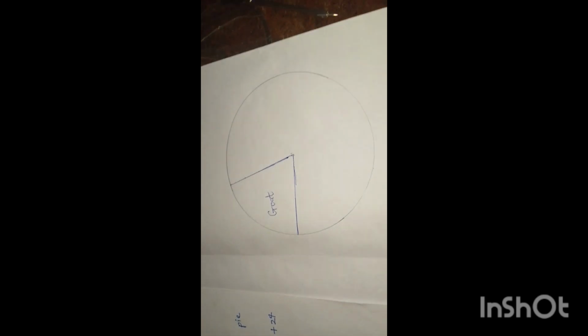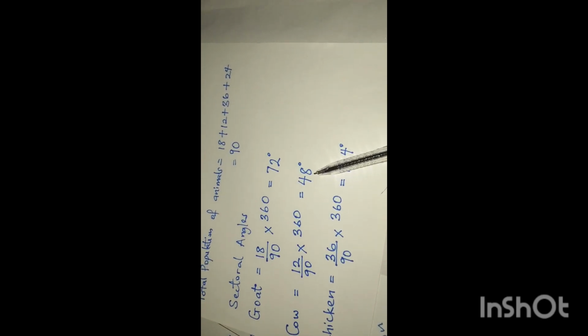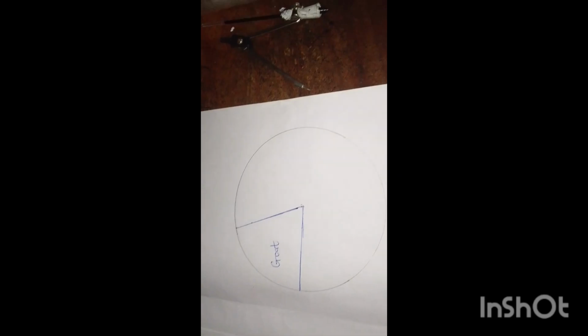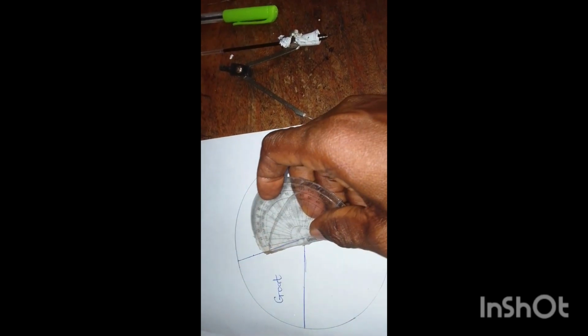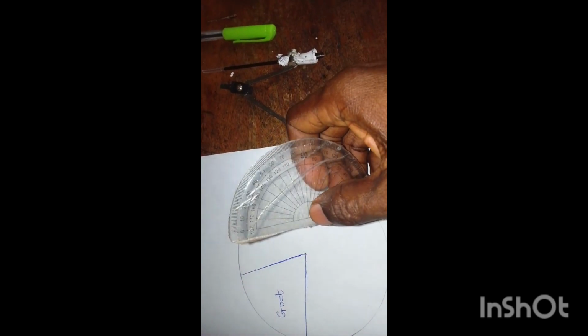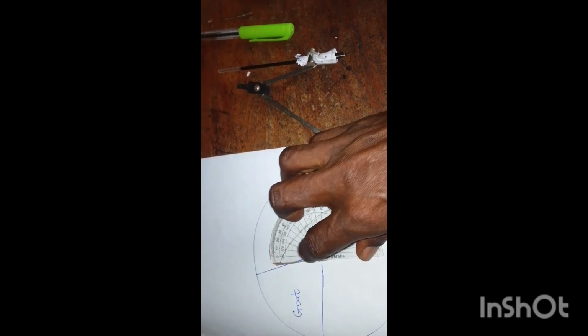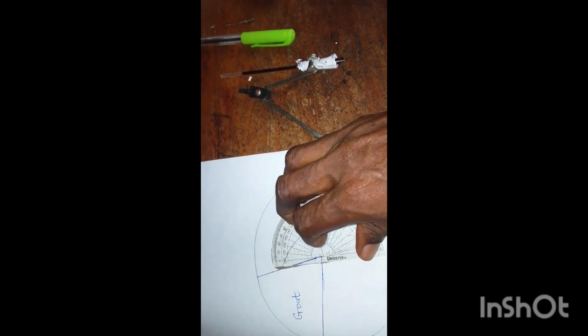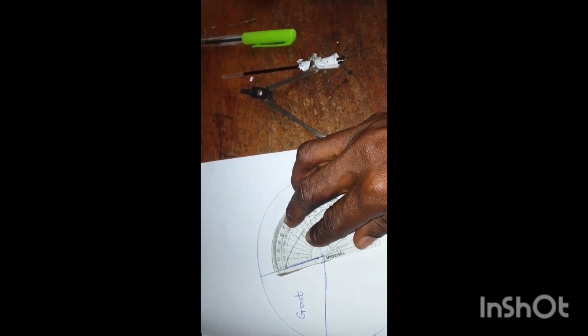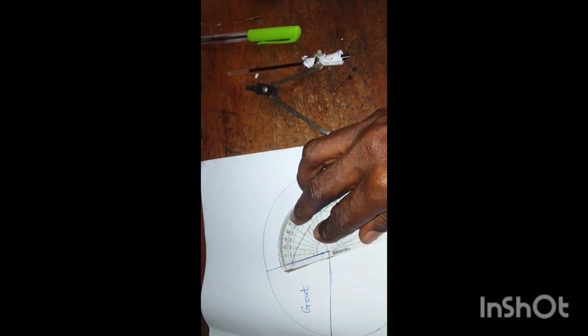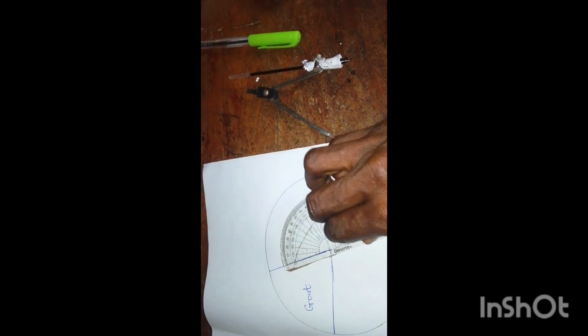Then the next one is for what? It is cow. We have cow is for 48 degrees. So again, you are going to use your protractor. This time, you start where the last line you have drawn stopped. Let the center of the protractor fall at the center of the circle. The line on this protractor, let it fall on the last line you have drawn, and you measure 48 degrees.